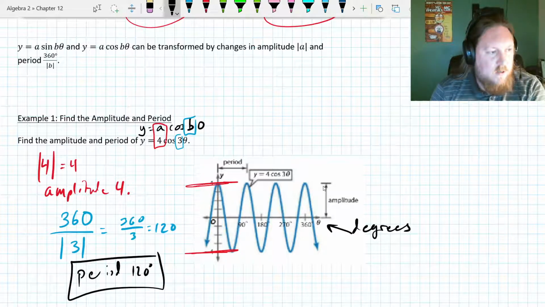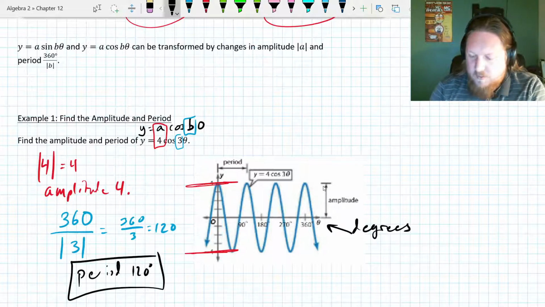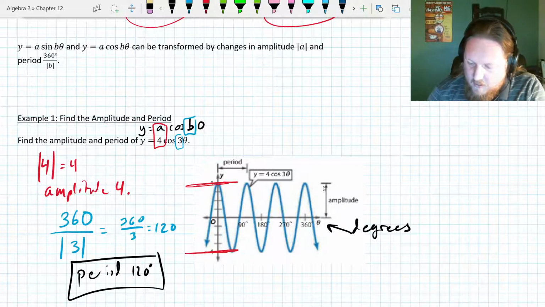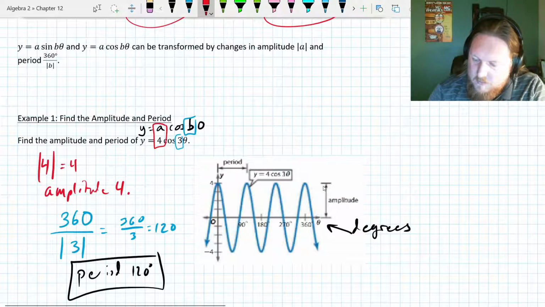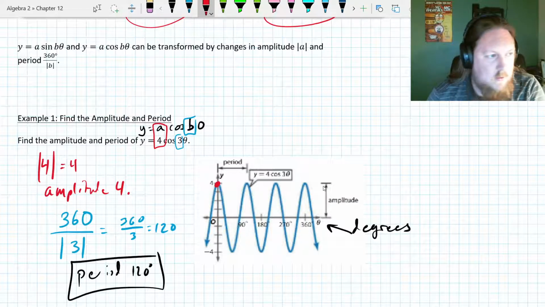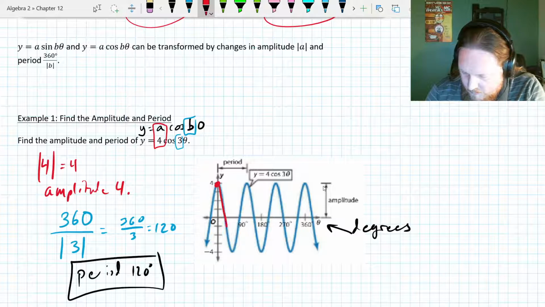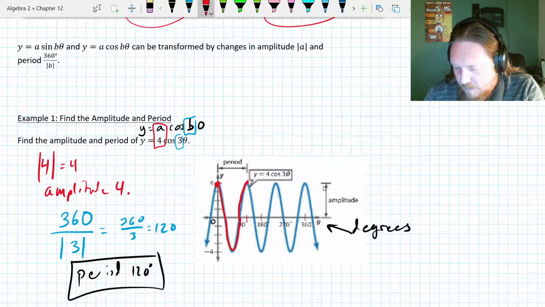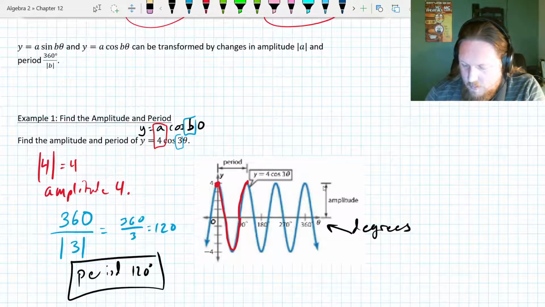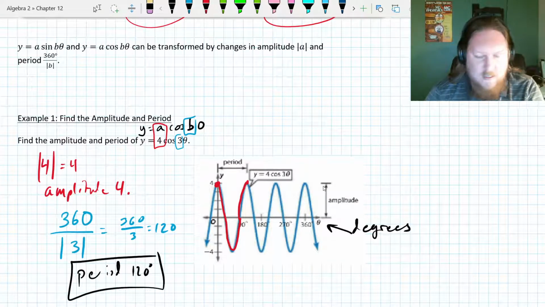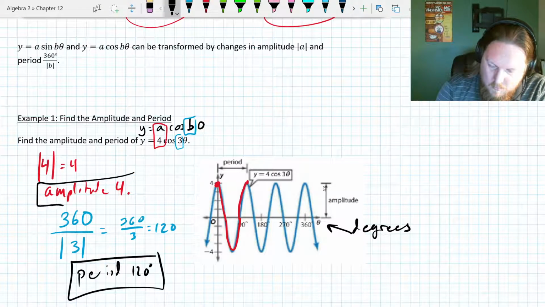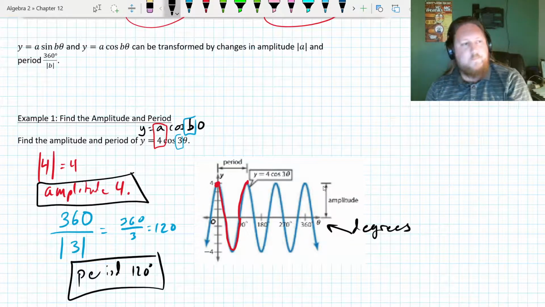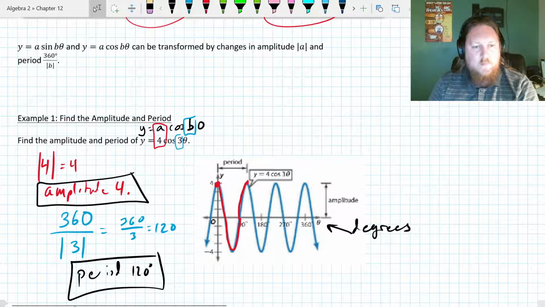Basically that means in 120 degrees a complete cycle should take place. If I were to sketch that out on my graph, you would see I start at the top like cosine does. I come down and I come back up, and I'm not the whole way up yet. I'm already at 90, and you can see right there at the top that looks like it's about 120. So there you go. That is the amplitude and period. Not too rough of a calculation.